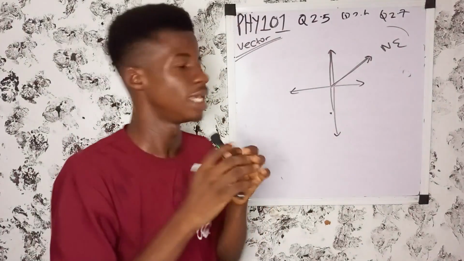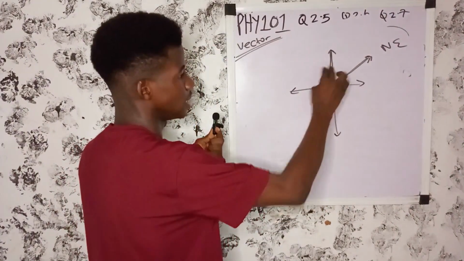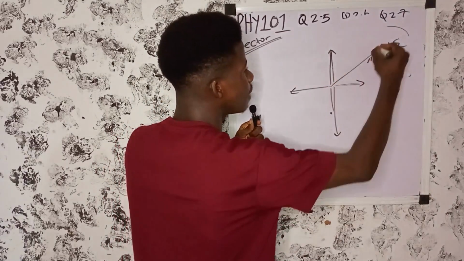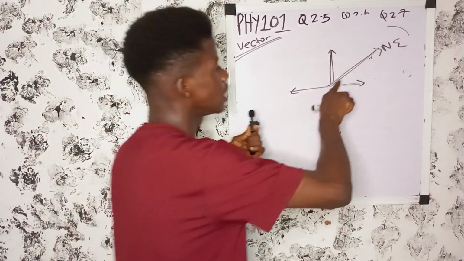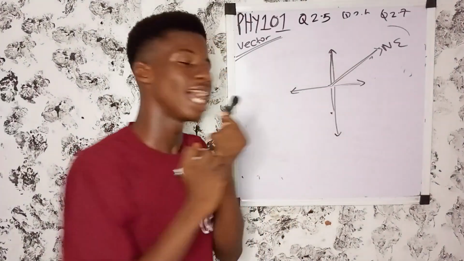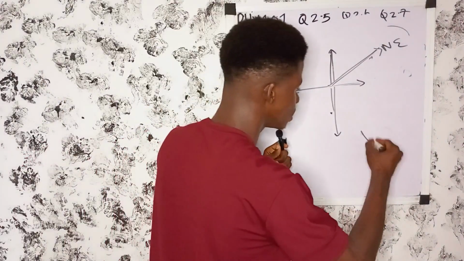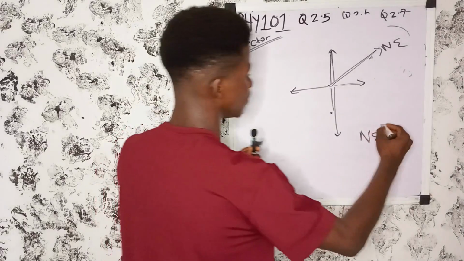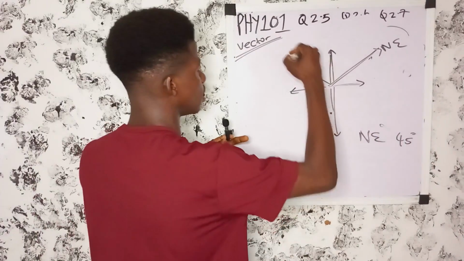Since this full place is 90 degrees, and this line cuts it into two halves, half of 90 is 45 degrees. So we are going to use this to solve: northeast is 45 degrees.